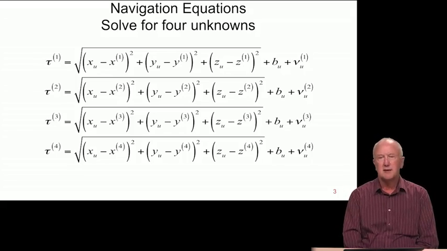So notice that when we look on the right-hand side, we have the square root of (xu minus x1) squared plus (yu minus y1) squared plus (zu minus z1) squared. That's nothing other than the Euclidean distance from the user located at xu, yu, zu to that first satellite x1, y1, z1. So, not surprisingly, that form repeats itself in all four equations.